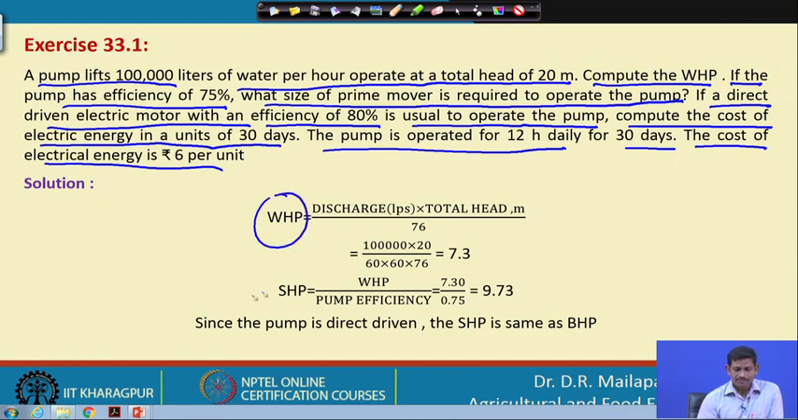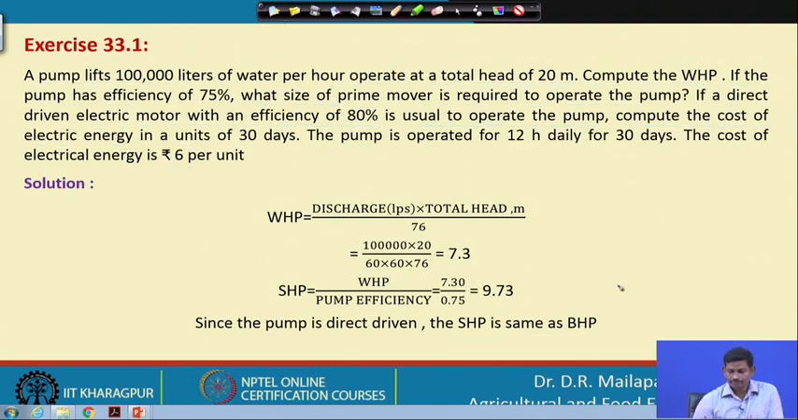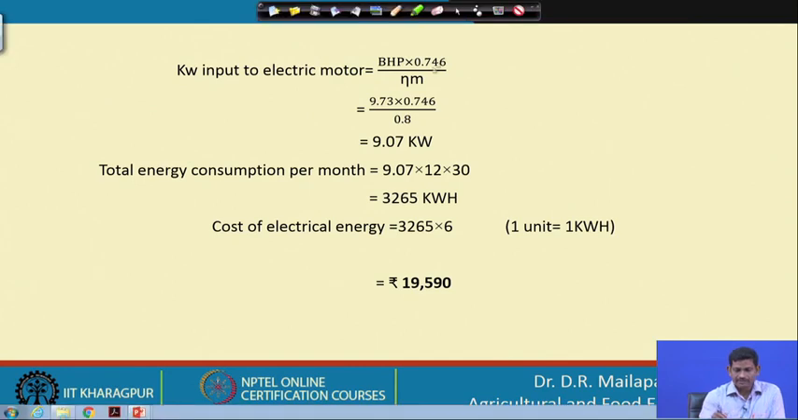So, we know water horsepower is equal to discharge into head by 76, you get 7.3, and shaft horsepower is water horsepower divided by pump efficiency, you get SHP. Since the pump is direct driven monoblock, this will be BHP. Knowing the BHP, we can find out IHP. So, here this is BHP multiplied by 0.746 into motor efficiency, and you get the kilowatts.